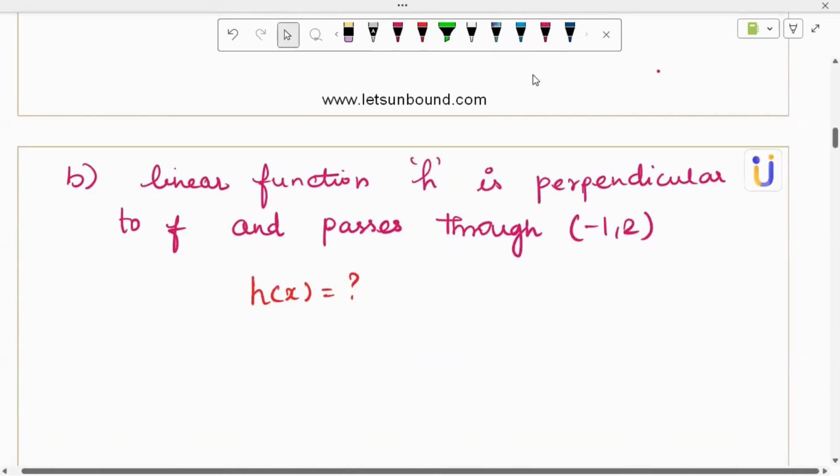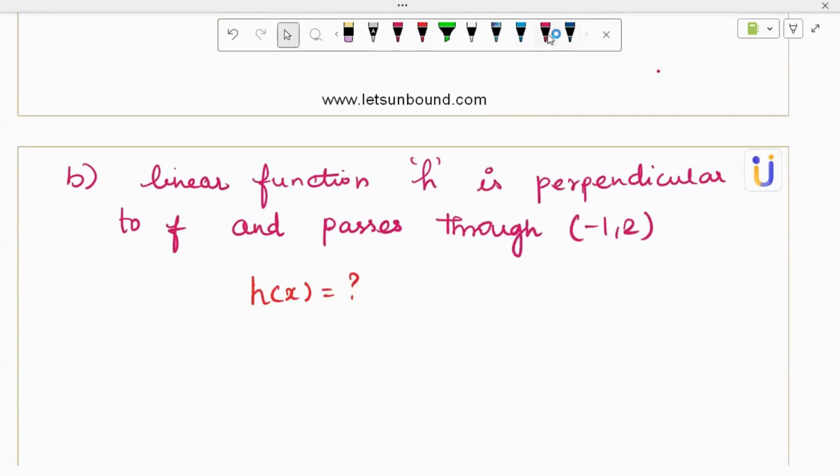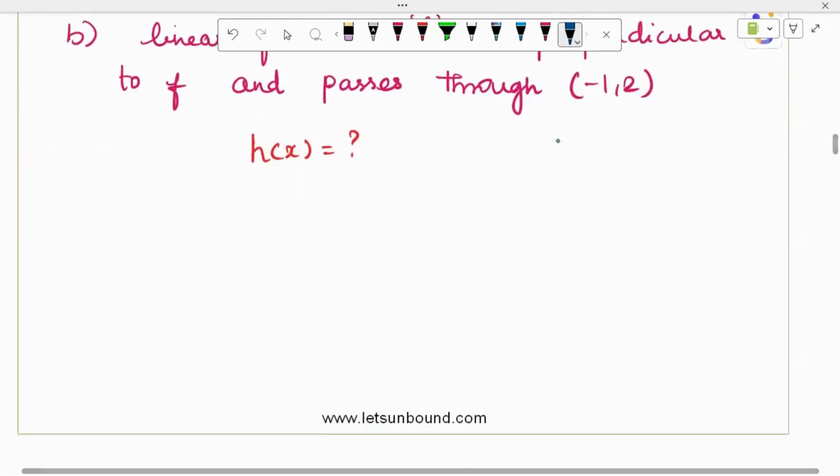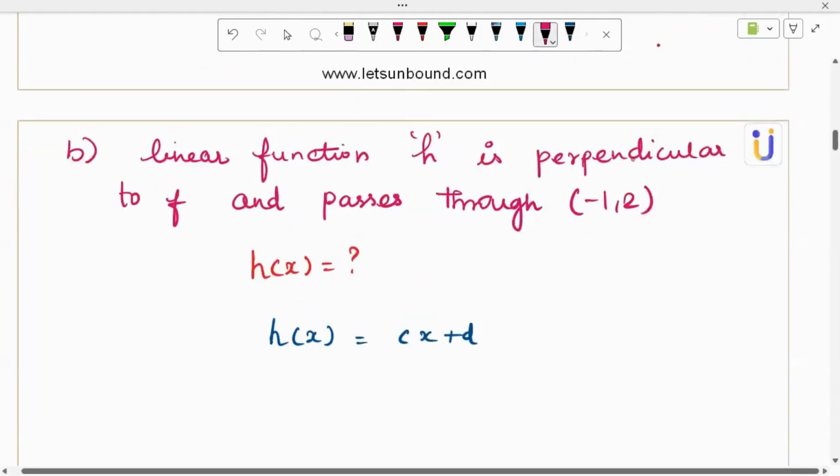Now next part. There is another linear function h which is perpendicular to f and passes through minus 1, 2. It's very similar, but here it's perpendicular and passes not through the origin but a different point, right? So let's start. h of x is also a linear function, so let's take it as cx plus d. Finding c and d is our aim now.